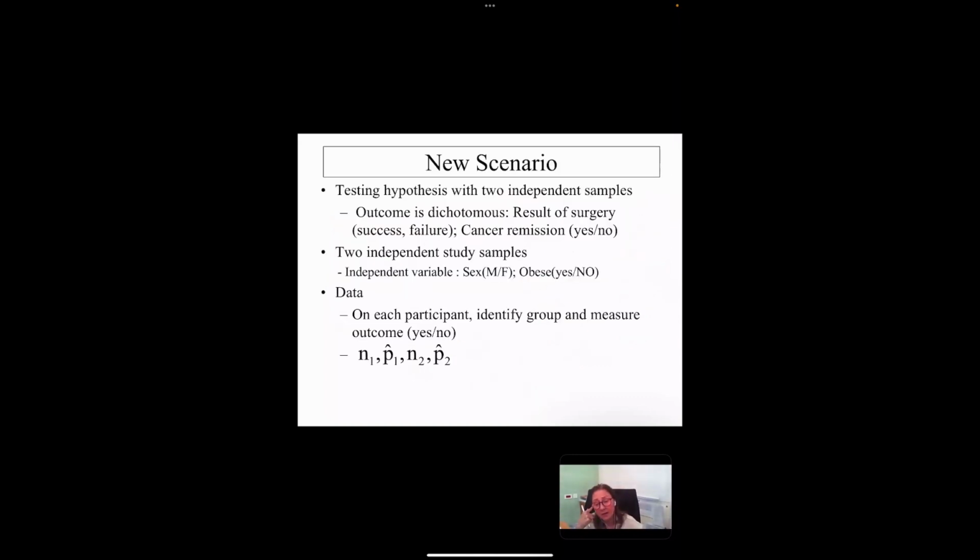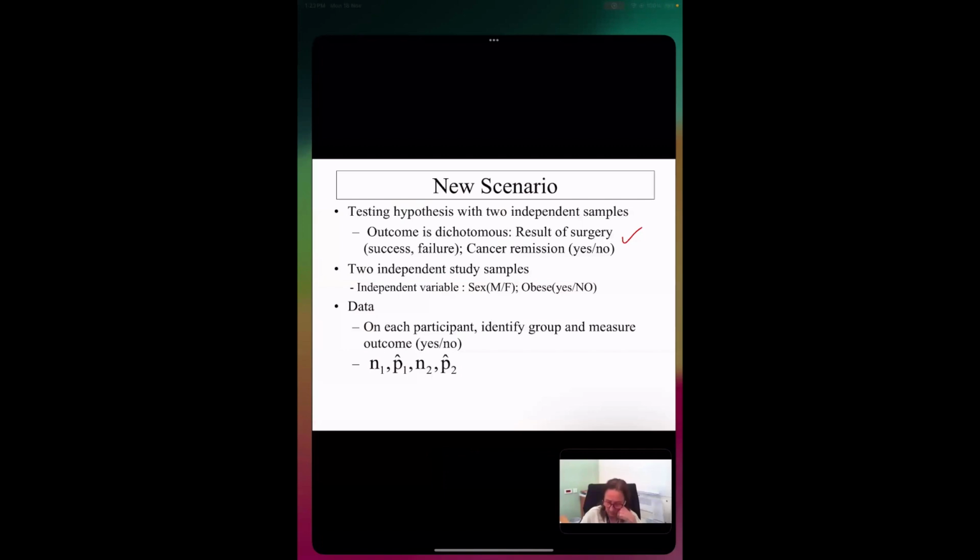Now the new scenario. So we've done testing one sample, testing two independent samples for a continuous outcome, testing two independent samples for a dichotomous variable, and testing two dependent samples when the outcome is continuous. So what was left is testing hypotheses with two independent samples, but the outcome is dichotomous, and then we have an independent variable like male and female.